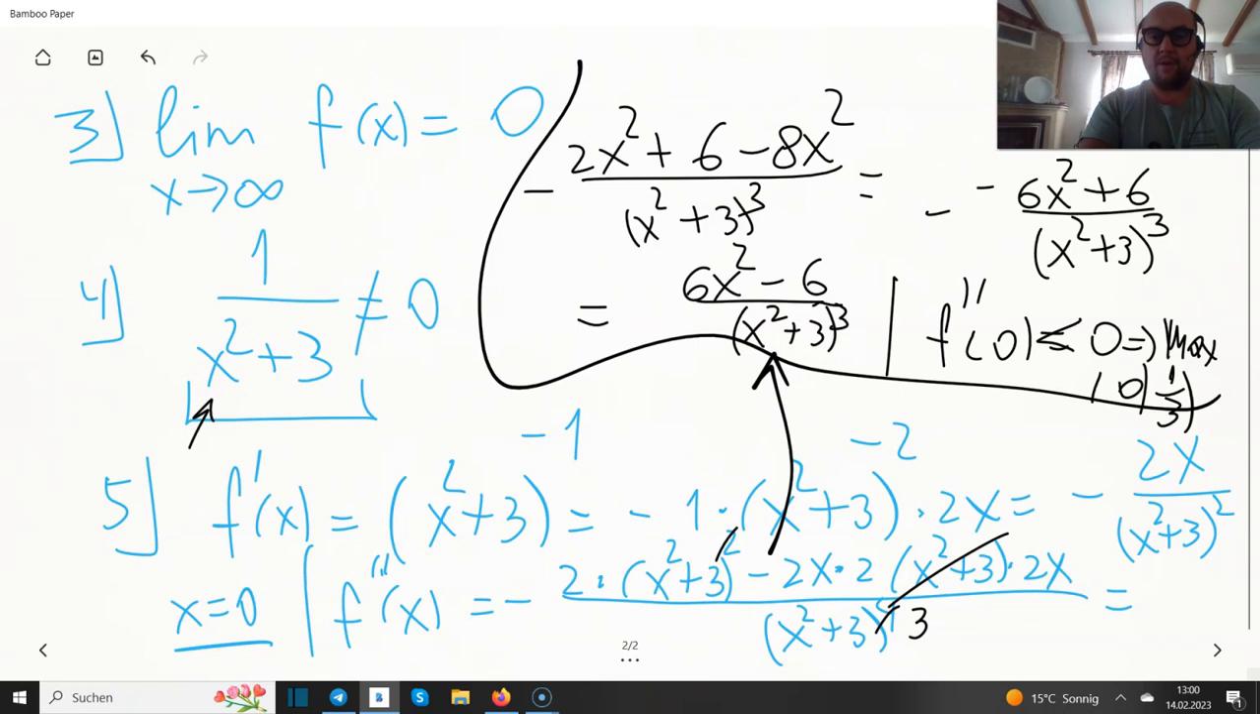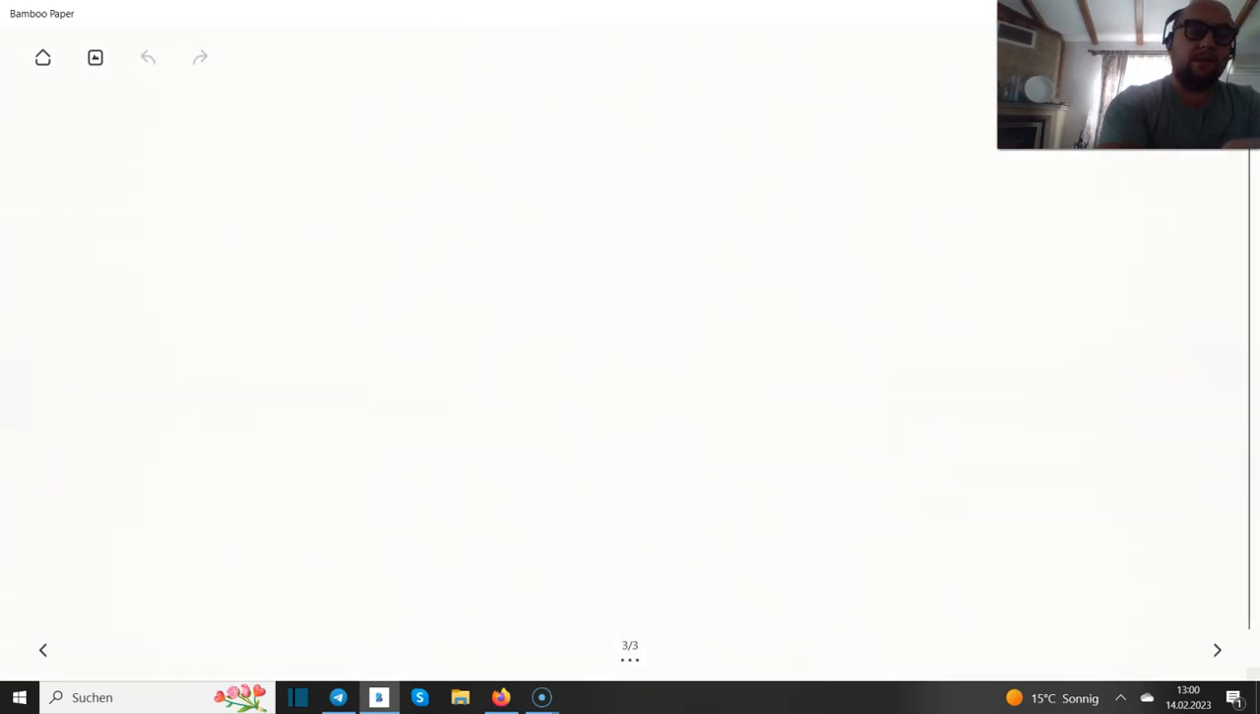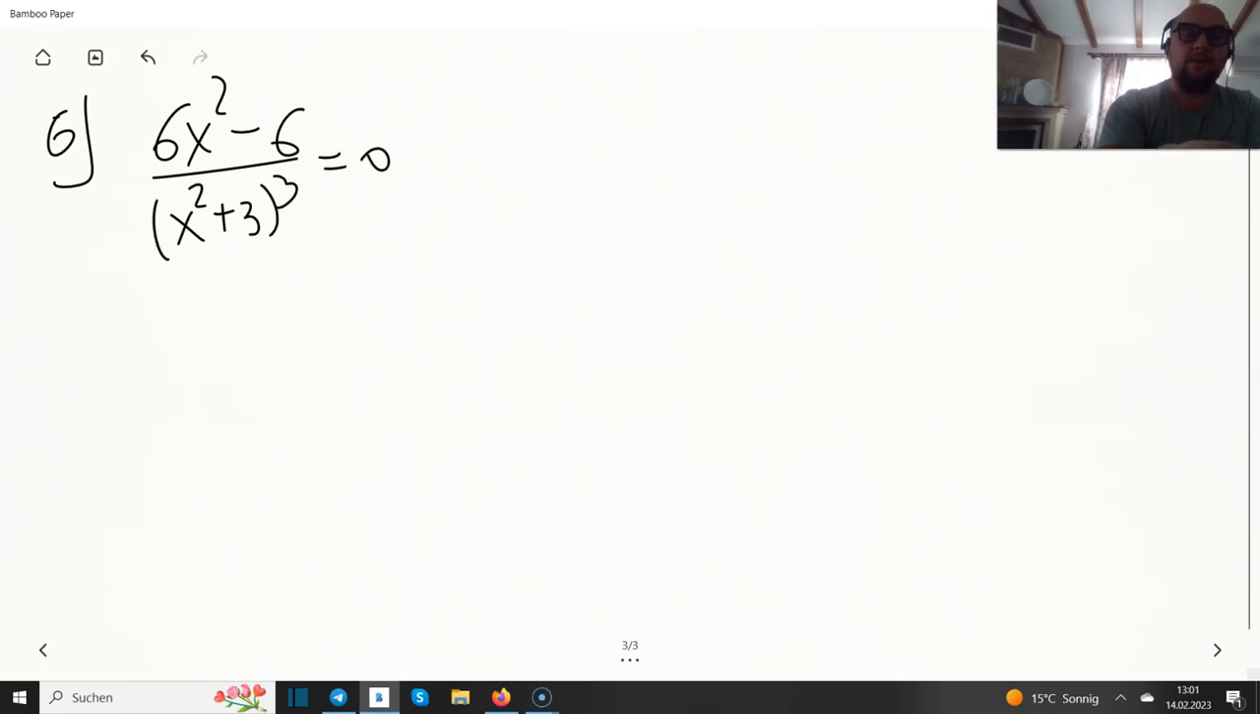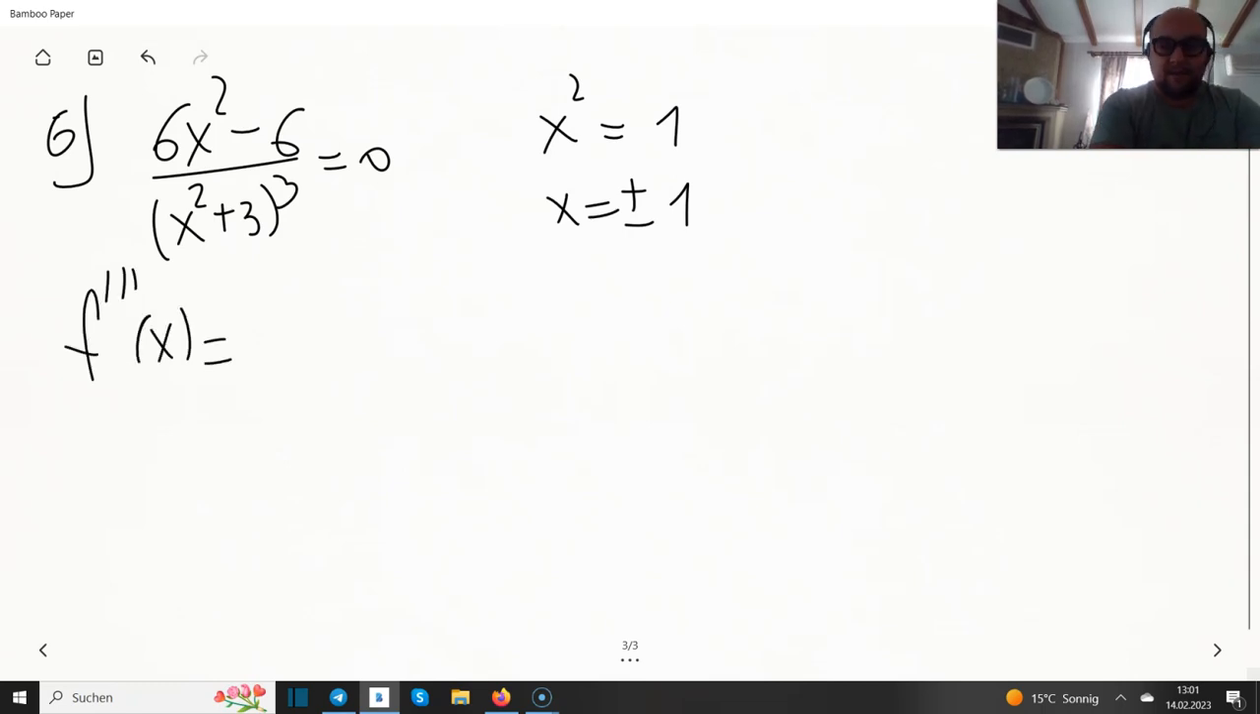Now, for the point of inflection, we need to put this one equal to 0. So number 6, I think: 6x squared minus 6 divided over x squared plus 3 cubed equals 0. That means x squared equals 1, and that means plus minus 1. You know what? Let's compute the third derivative maybe. It's a bit of practice for you guys. I've done some in my life.